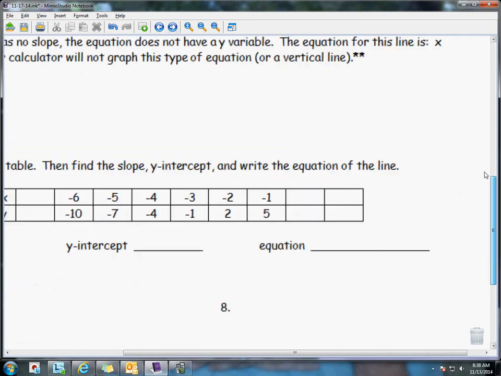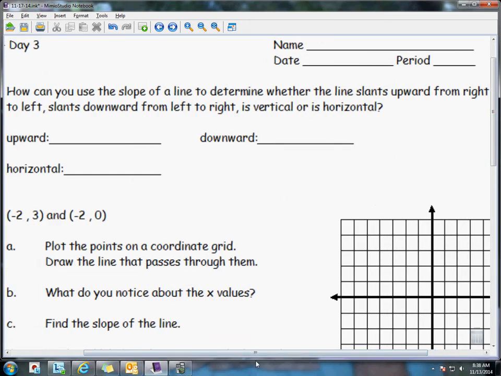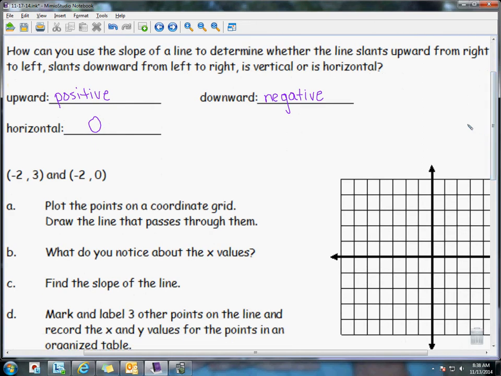Alright, next page. The very top says, how can you use the slope of a line to determine whether the line slants upward from left to right, slants downward from left to right, is vertical, or is horizontal? If it is an upward line, your slope is going to be positive. If it's downward, your slope is negative. And if it's horizontal, your slope is just going to be 0. We have one more special case that we're going to go over, and then we're going to write some equations just using the tables, and then we're done.